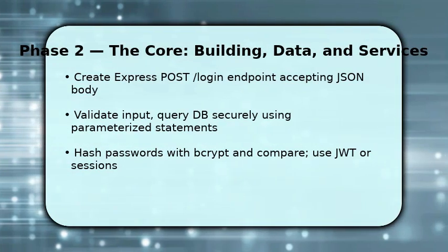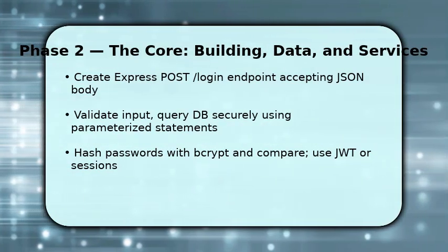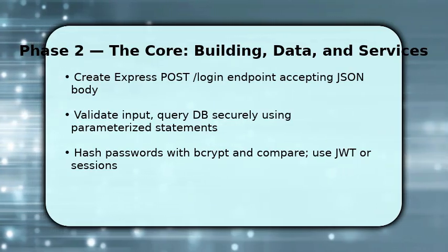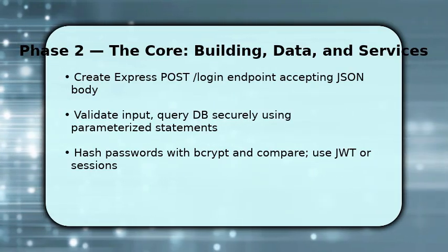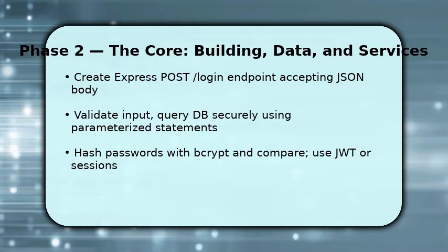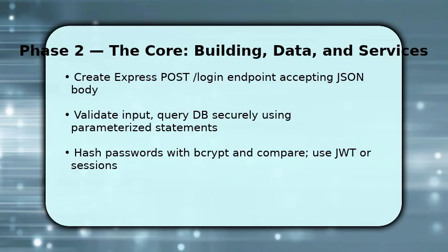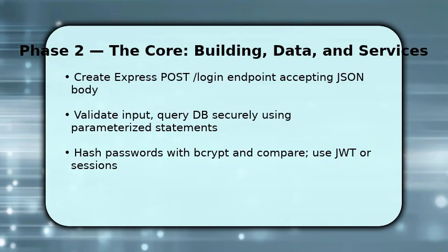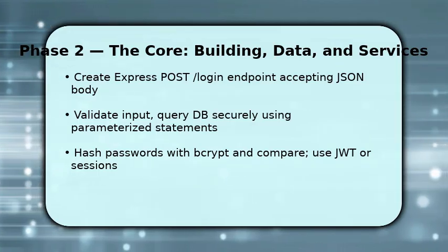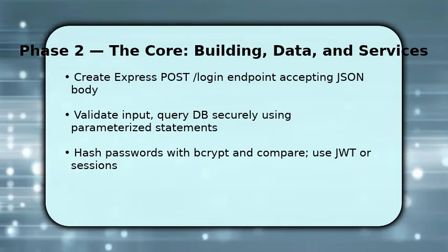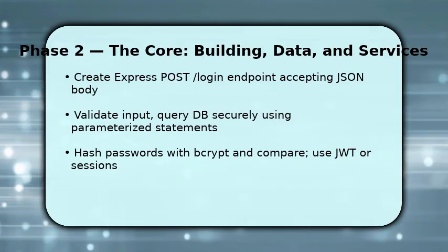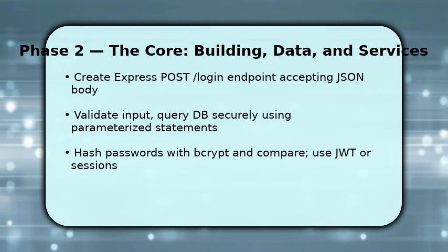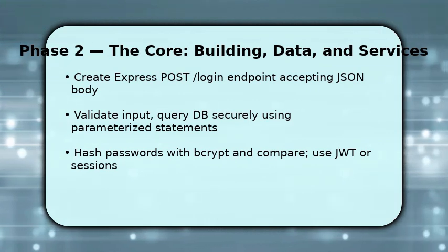Now implement the server-side flow. You write an Express POST /login endpoint that accepts JSON credentials and immediately validate required fields to avoid unnecessary DB hits. Then connect to the database client and perform a parameterized query to fetch the user row. This prevents SQL injection. Once you have the hash, use bcrypt to compare. On success, issue a signed JWT or create a session cookie. Make sure to return minimal user data and appropriate HTTP status codes for each outcome.